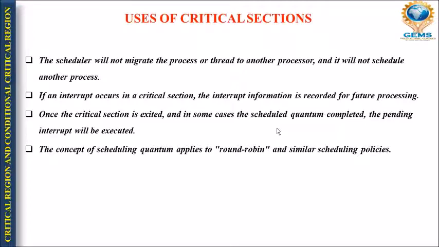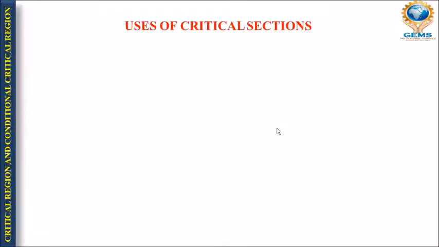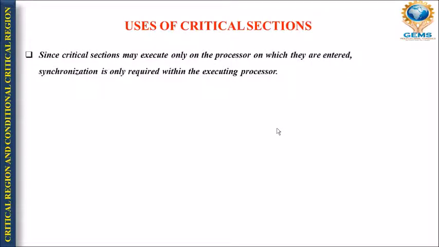The concept of scheduling quantum applies to round robin. Very important. Whenever we are talking about the scheduling quantum, how will it be applied? It will be applied by RR, that is the round robin scheduling algorithm. Here are some more uses. Since the critical section may execute on only one of the processors on which it is entered, synchronization is only required within the executing processor. It is very important regarding the use of the critical section.